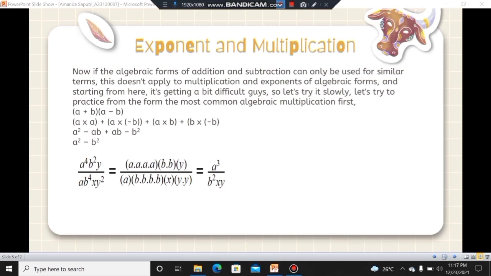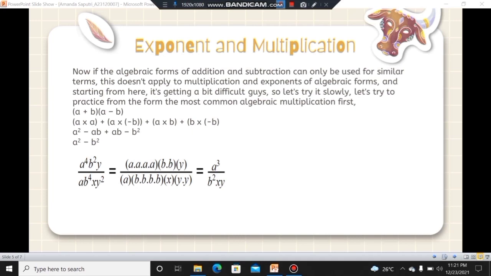After that, the like variables are added or subtracted. For example, negative ab plus ab produces 0. For a squared and b squared, they are different variables, so they cannot be added or subtracted. So the result is a squared minus b squared. Easy, isn't it? Now let's try multiplication and division with exponents.